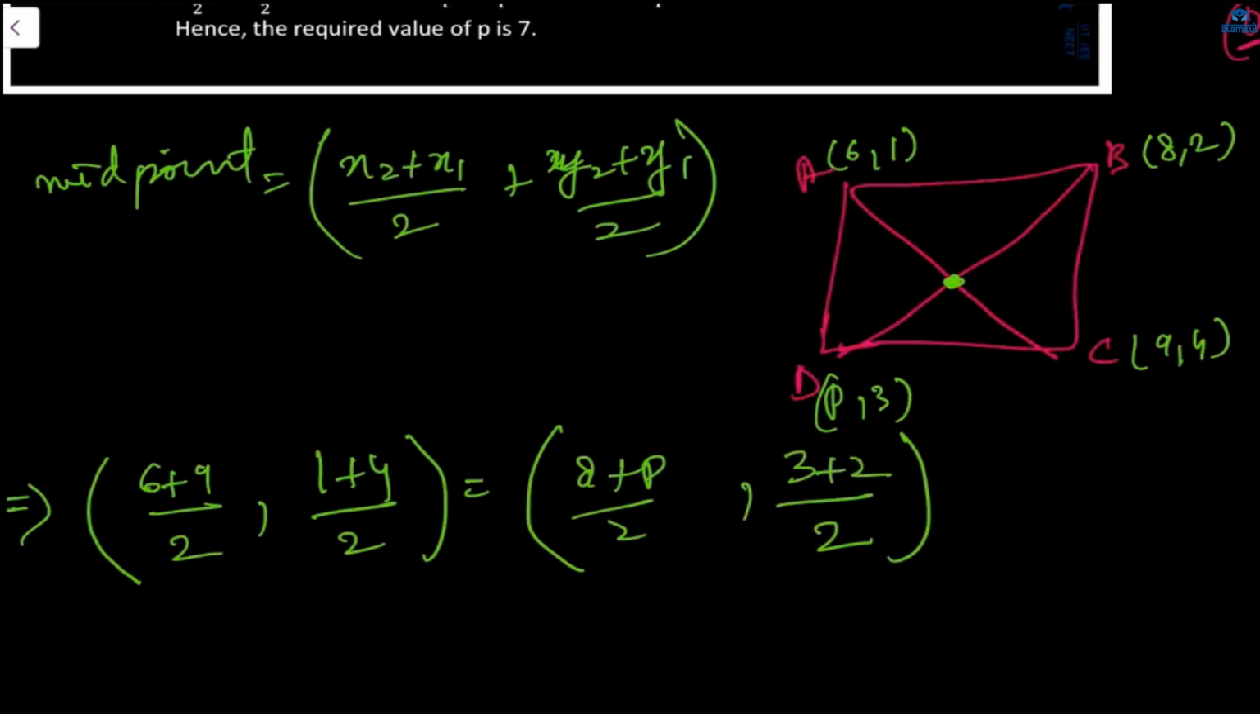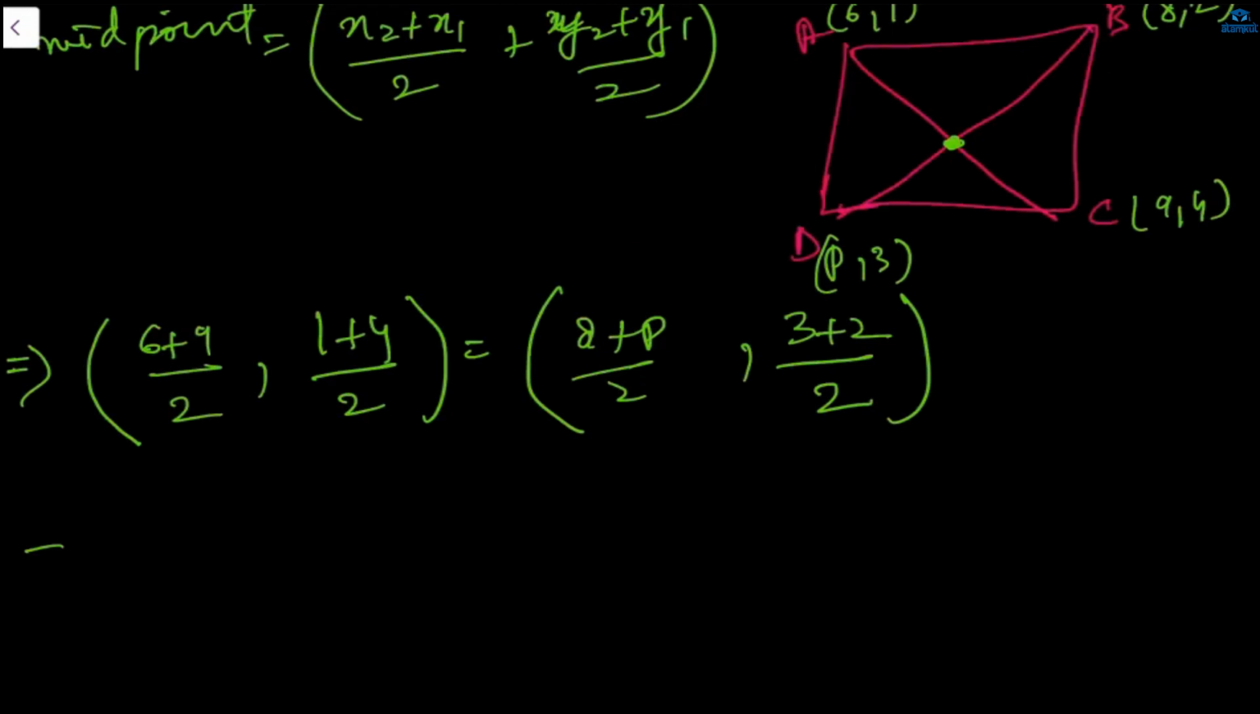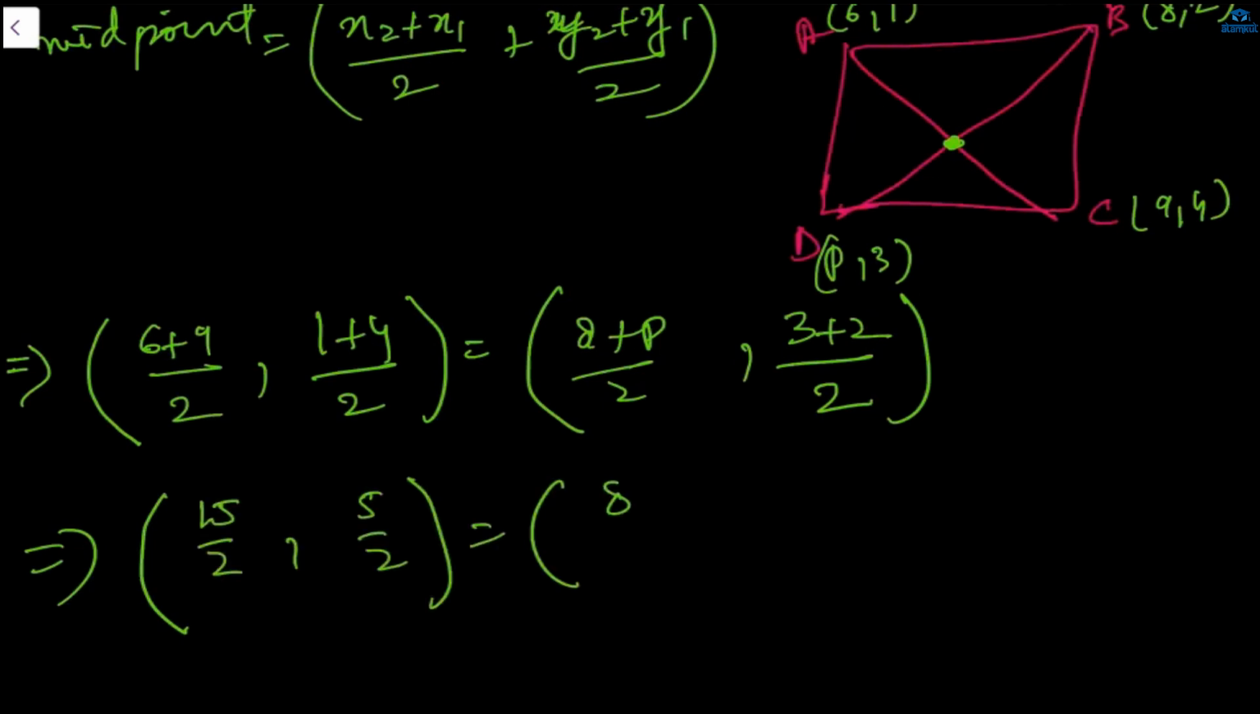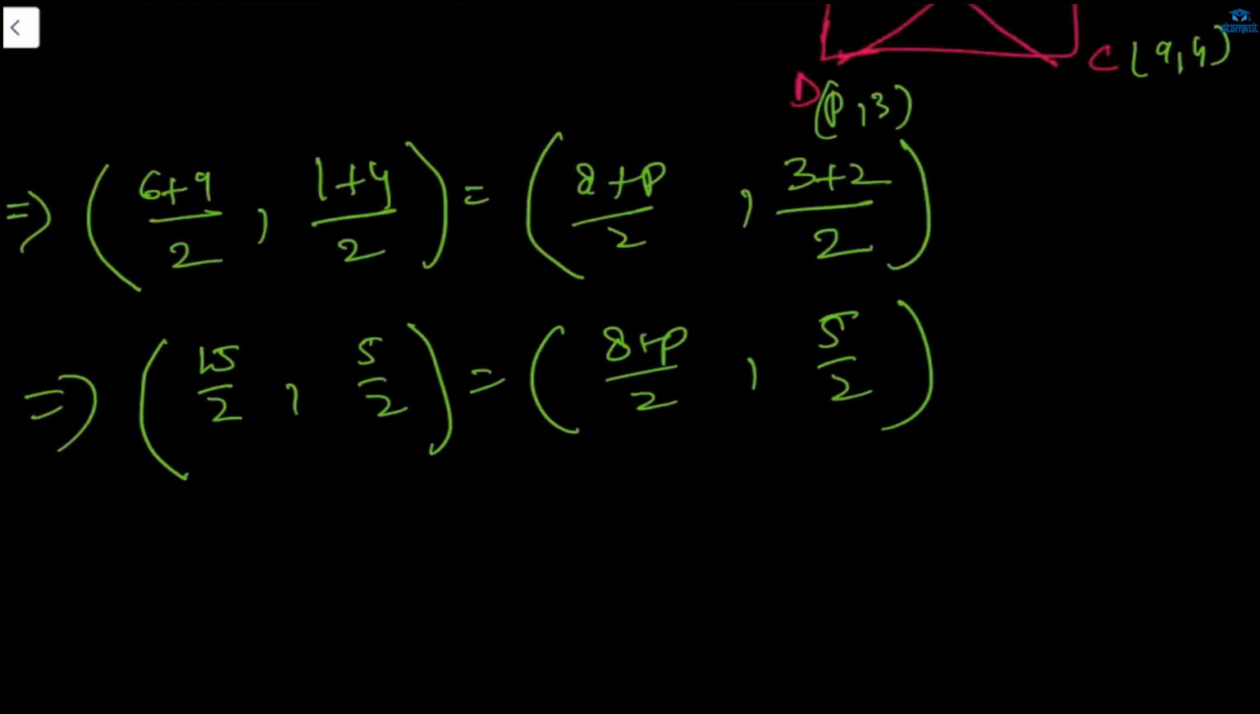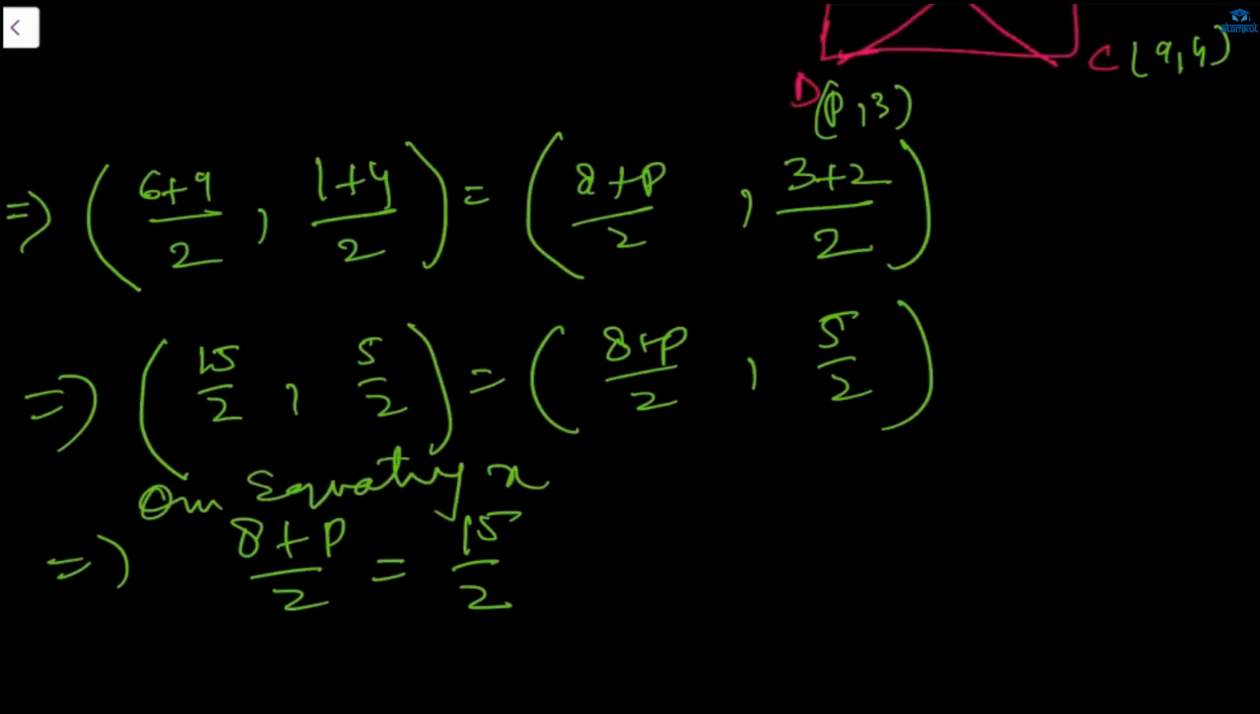Okay, so we are going to compare the x coordinates because we need the value of P only. You can write here 15 by 2 comma 5 by 2 is equal to (8 plus P) by 2 comma 5 by 2. So we are going to compare this: 8 plus P by 2 is equal to 15 by 2. You have to write here: on equating x coordinates.